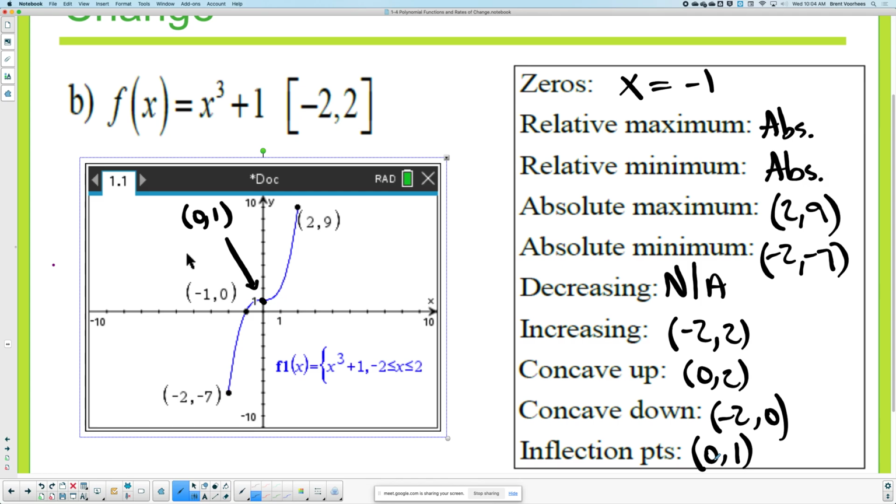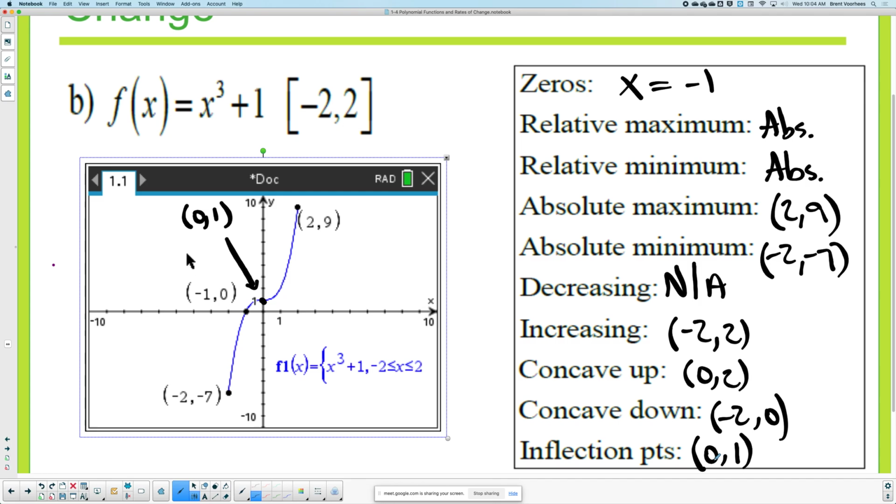Decreasing? Increasing? So the graph is always, from left to right, always going up. I know there's that inflection point, but it never starts decreasing. So you'd say from -2 to 2, it's always increasing, the whole graph. And so that was x values. That was not a point.